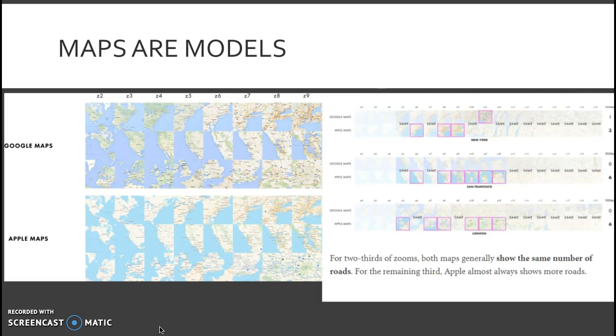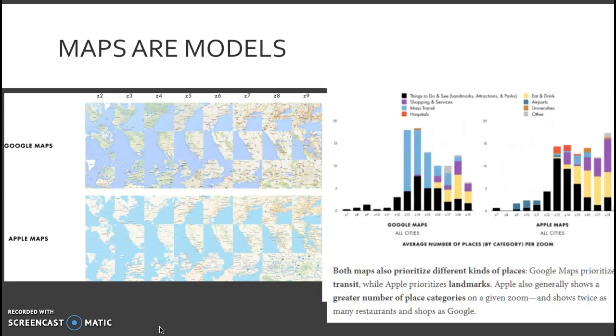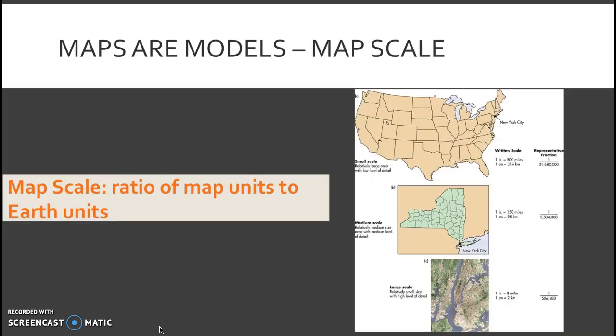So he found that there's variation in the number of roads that are shown at different scales. And there's also variation in the types of places that are represented. If you're looking for more transit information, you may want to use Google Maps. If you're looking for places like parks, coffee shops, or museums, you might find Apple Maps more useful. I mentioned those variations were compared across different scales as the user zoomed in or zoomed out on the map.